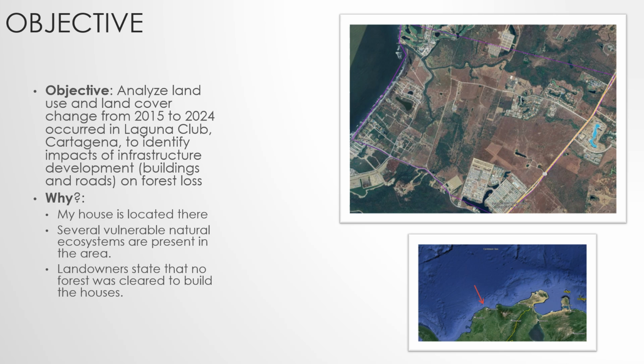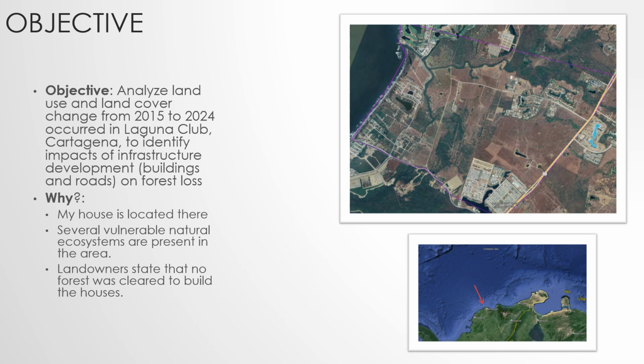My objective will be to analyze land use and land cover change from 2015 to 2024 in Laguna Club. This is Northern Colombia in Cartagena. And the plan is to identify impacts on infrastructure development, mostly for housing and roads on forest lands.